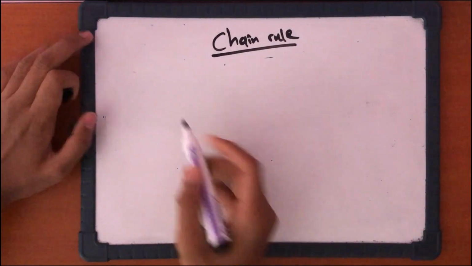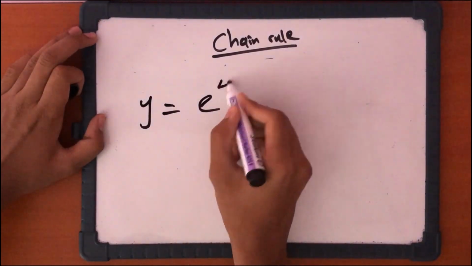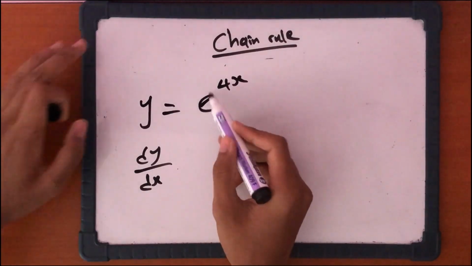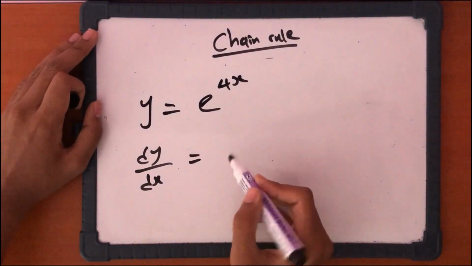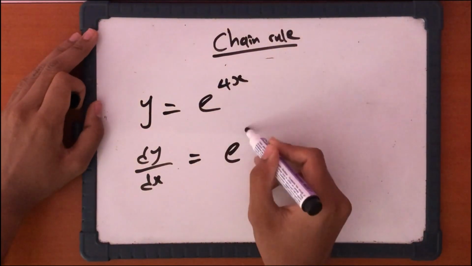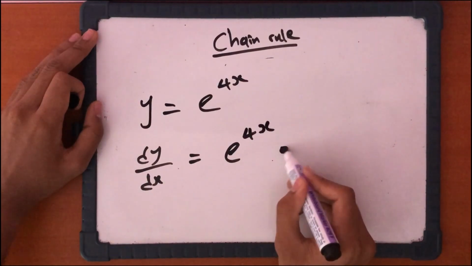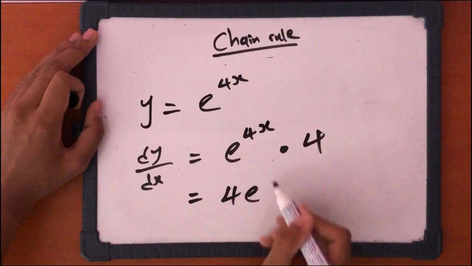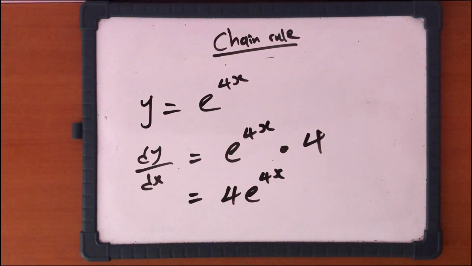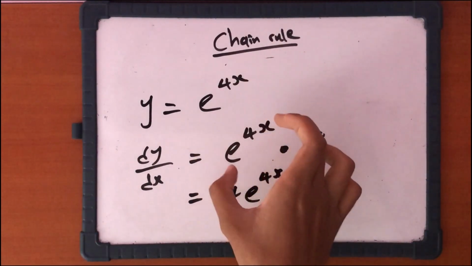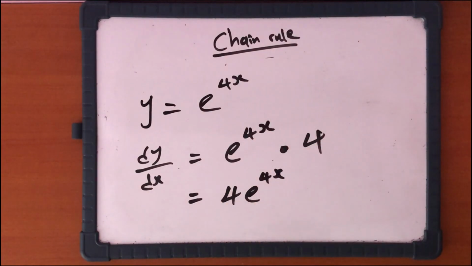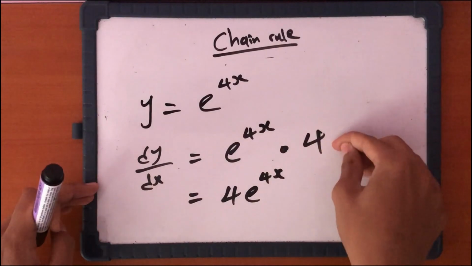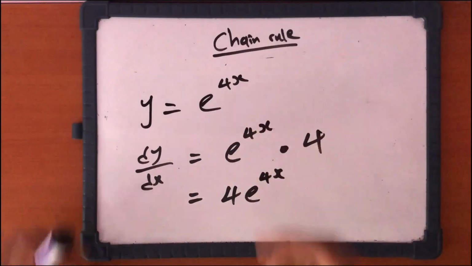Even when I said e raised to x. So y is e raised to, let's say, 4x. dy dx would be, the outside function is e raised to something. So as we have already established, that remains the same. e raised to 4x times the derivative of the inside function, 4. So 4e^4x. That's all. So the exponential remains, because that was again a definition, e^x differentiated remains e^x. So e^4x remains e^4x times 4, which is the differential of the inside function.